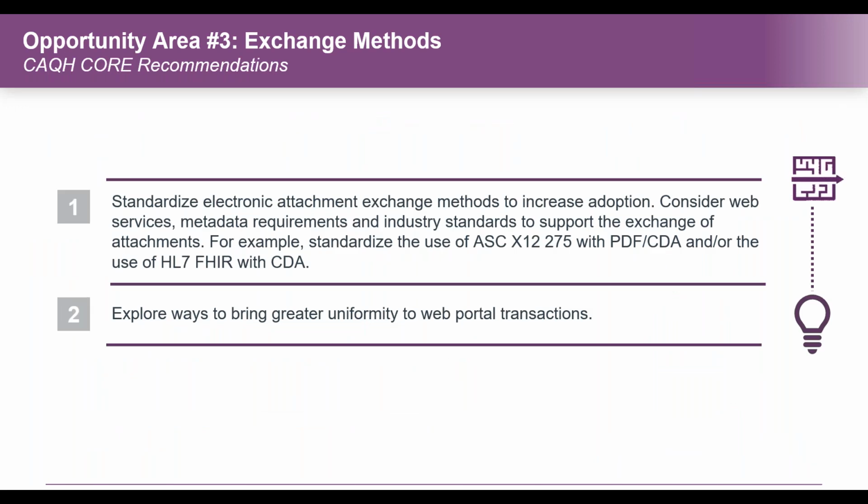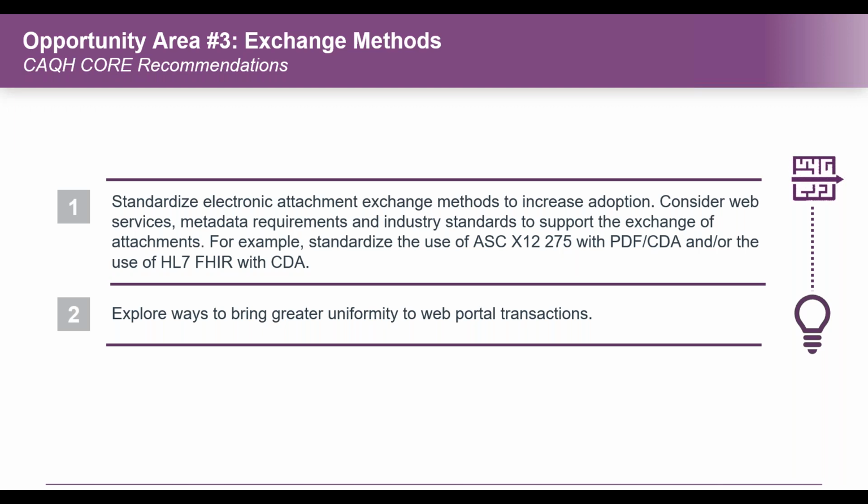So to address challenges on how we standardize attachment exchange methods, we've identified two opportunity areas for the industry to consider. So for electronic methods, the first recommendation would be to consider the use of industry standards to facilitate how electronic information should be exchanged and structured. For example, requirements for using web services could be beneficial to establish a base of how systems could connect and share and exchange information. And then followed by the need to standardize how attachment information should be transported and formatted.